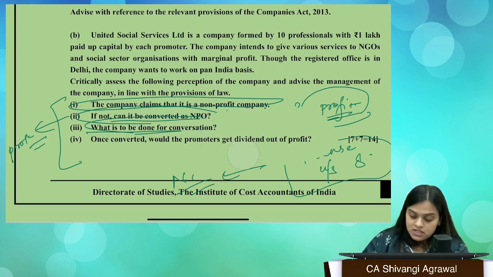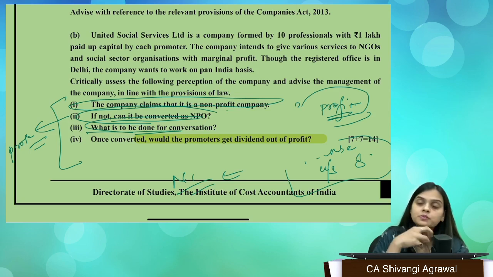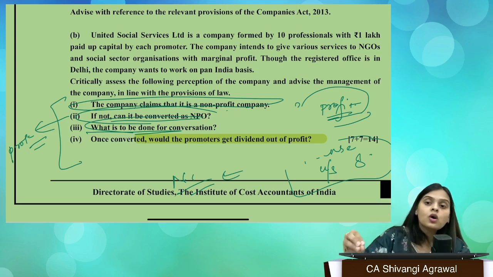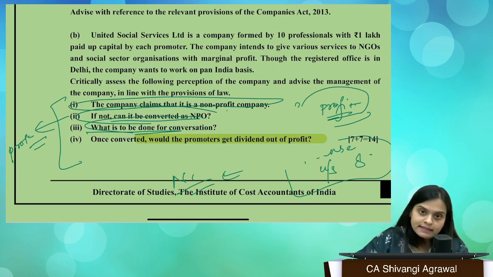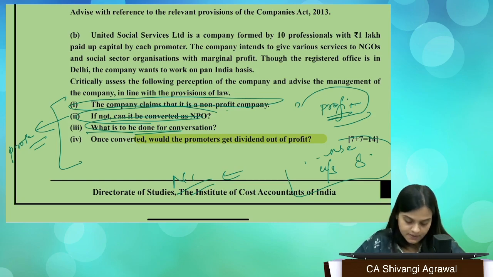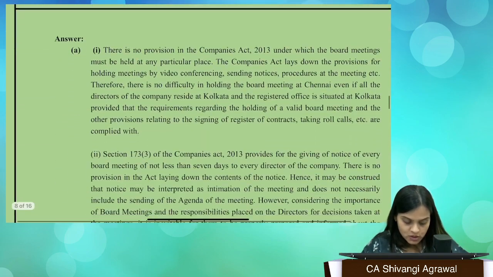Would the promoters get dividend out of profit? The answer is absolutely no. Section 8 companies are prohibited to distribute dividend to its members, right? And whatever surplus is being generated, whatever profit is being generated, you have to plow it back for the objects of the business only. Right? Okay. Next question, question 5.